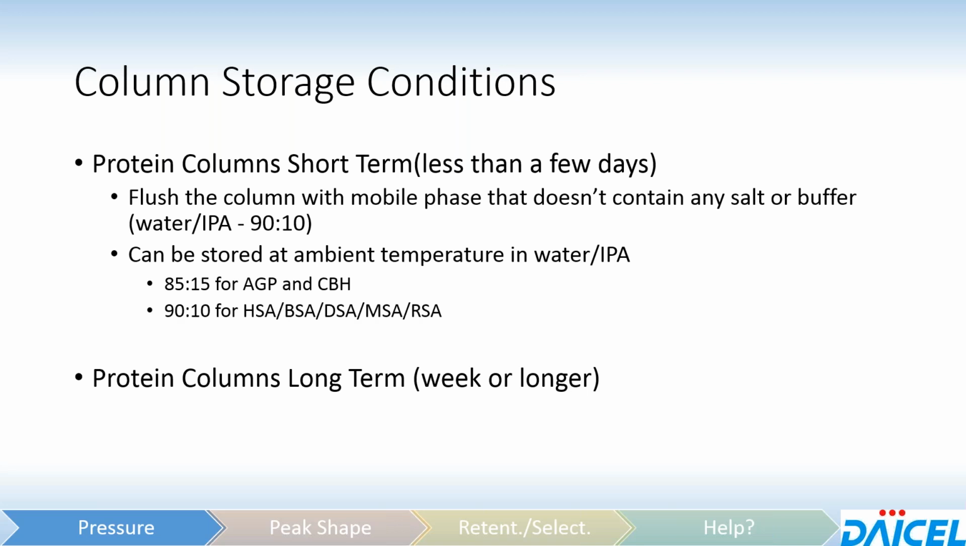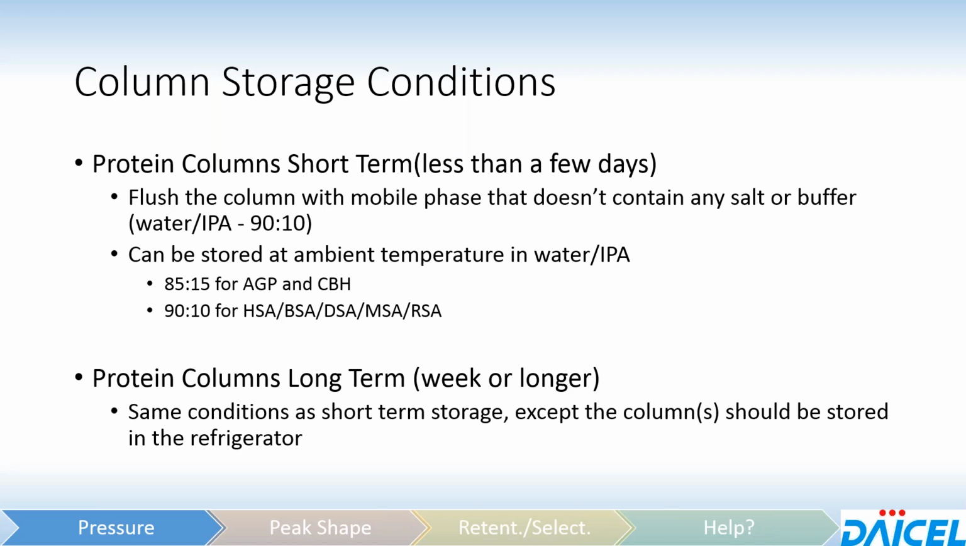And for the serum albumin columns, HSA, BSA, you can keep it in the 90-10 water IPA mixture, and again, store it at room temperature is fine. For long-term storage, week or longer, same conditions as far as the flushing goes and as far as the storage solvent goes, but you definitely want to make sure that you store these in the refrigerator. 10% or 15% IPA generally is good enough to help prevent the bacterial growth. However, you don't want to leave anything to chance, so keeping them in the refrigerator kind of helps minimize that as much as possible.